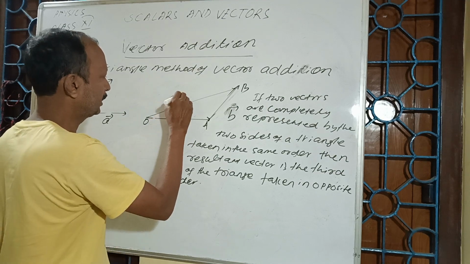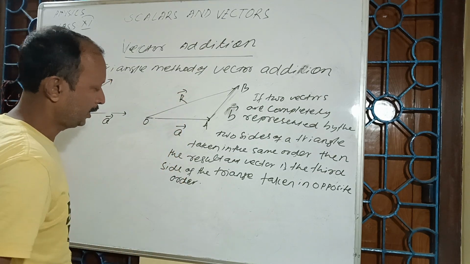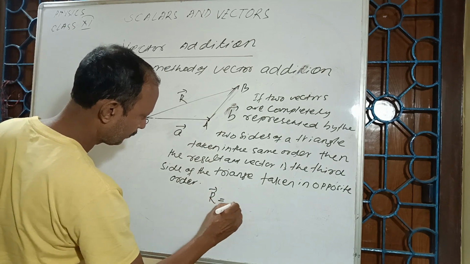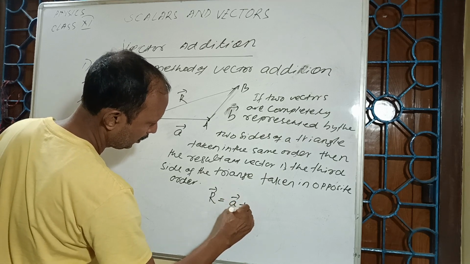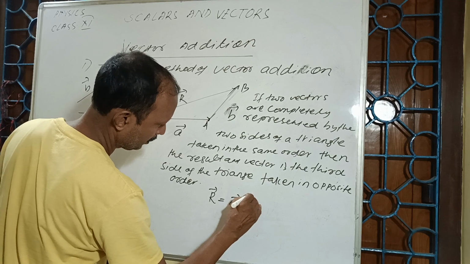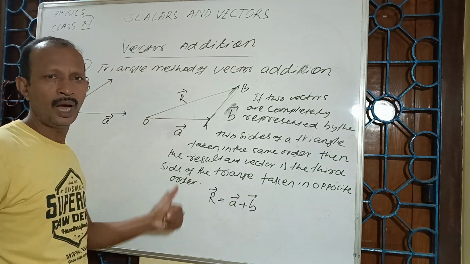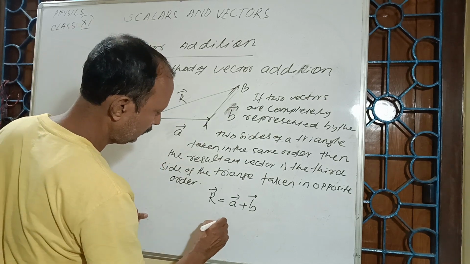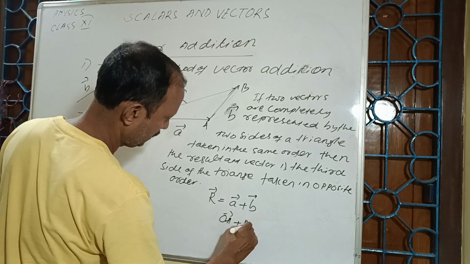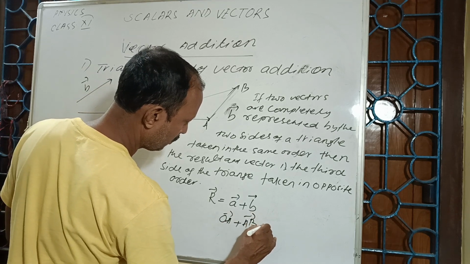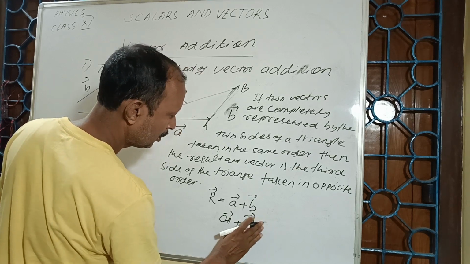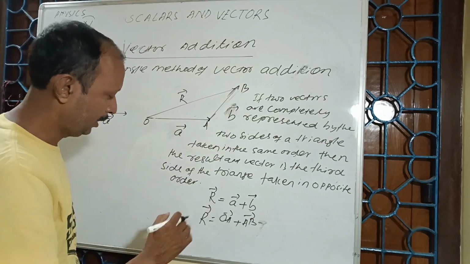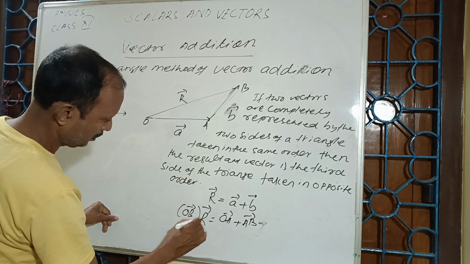This is the resultant vector. R is the resultant vector. So I can say that R is equal to A plus B, or I can write OA plus AB is equal to R, which is equal to OB. This is R.